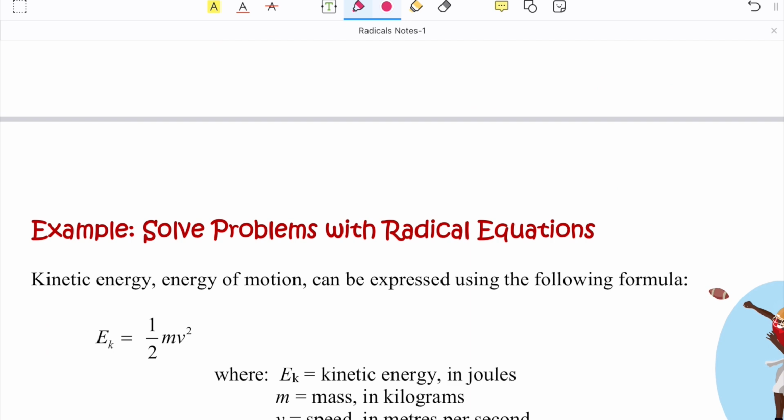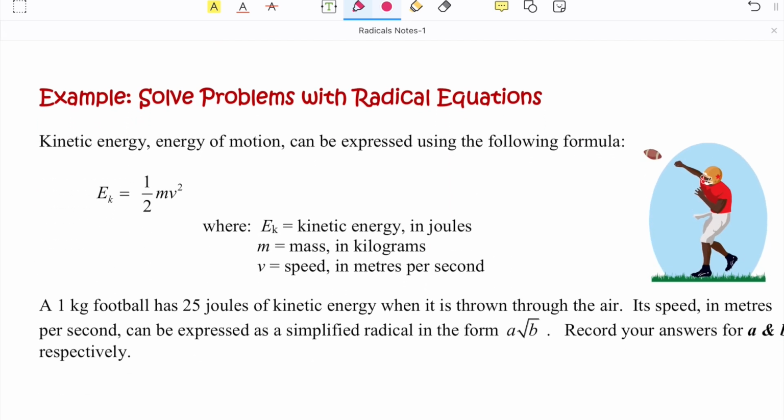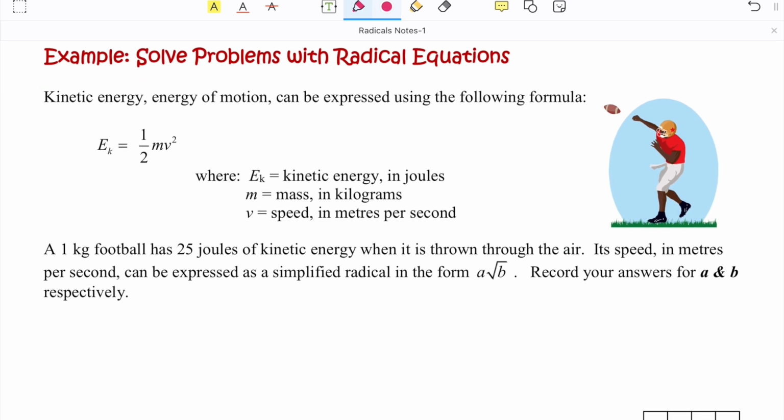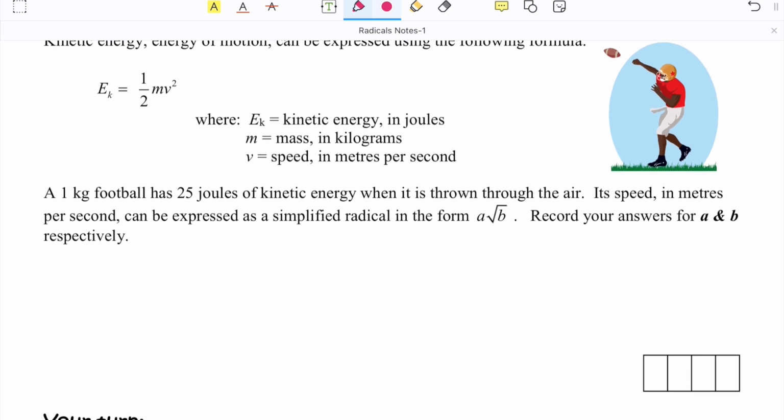Next question. So, kinetic energy, physics, we use radicals for physics as well. Energy of motion can be expressed using the following formula. Kinetic energy is equal to half mv squared, where Ek is kinetic energy, m is mass, and v is speed. A 1 kg football has 25 joules of kinetic energy. When it is thrown through the air, its speed in meters per second can be expressed as a simplified radical in the form a root b.